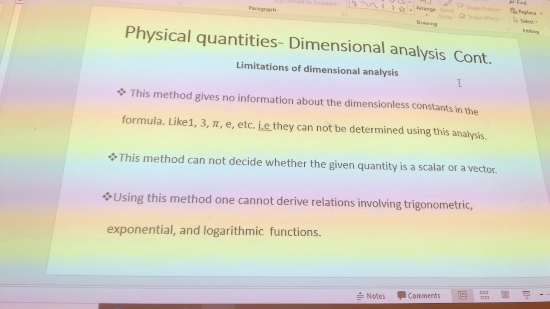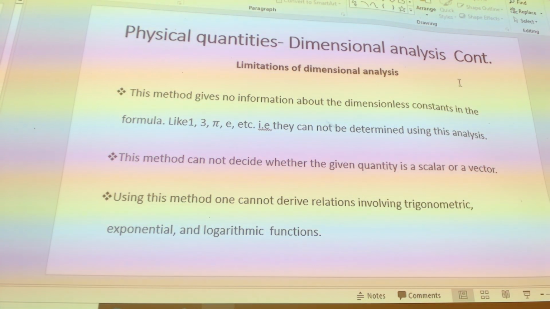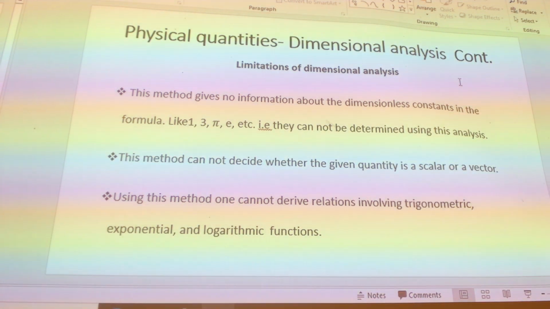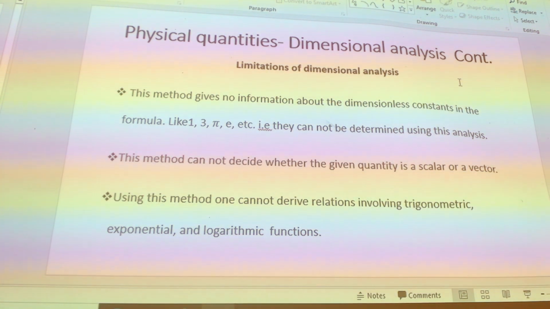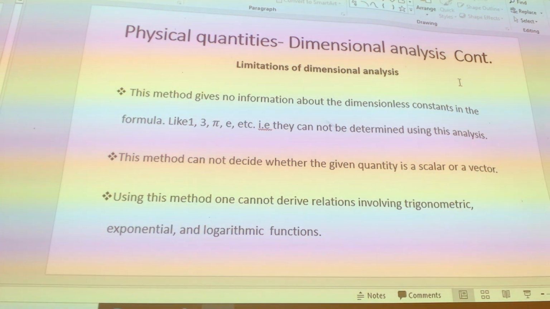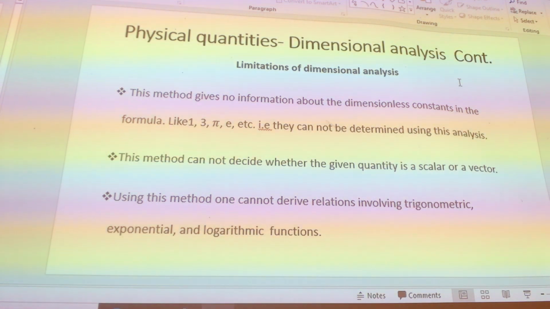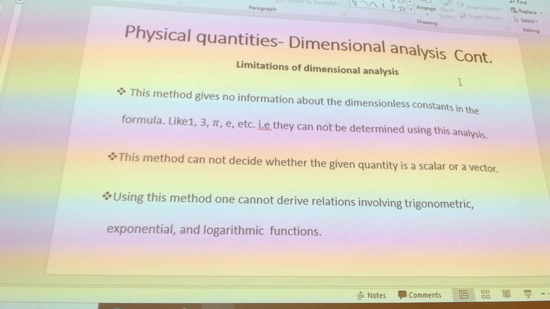In this case, the dimensional method does not tell us the significance of the 2 pi in that equation. There are certain equations where we can see coefficients like two, three, or e, or any numbers. The dimensional method does not give us a clear clue why those numbers are in that equation. So that's one limitation.